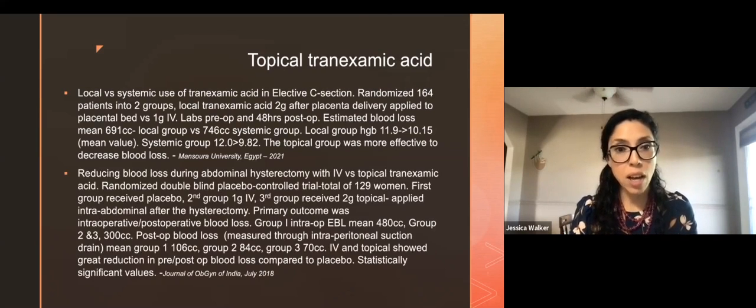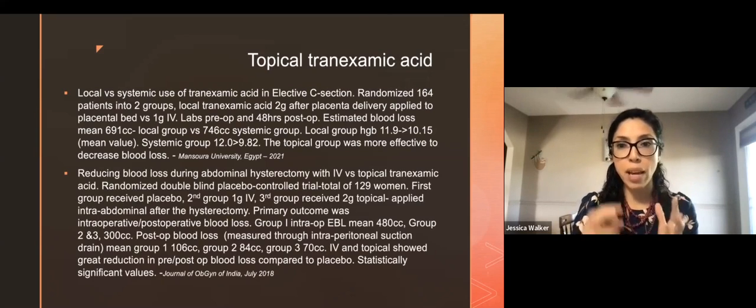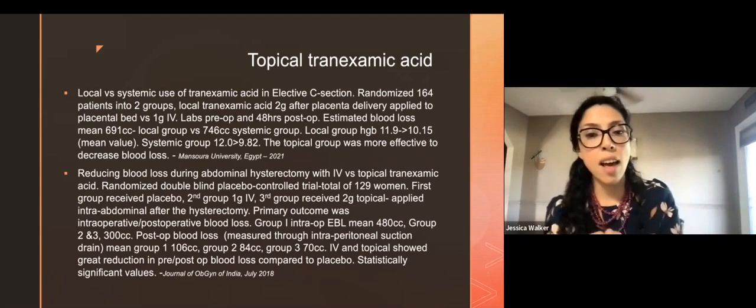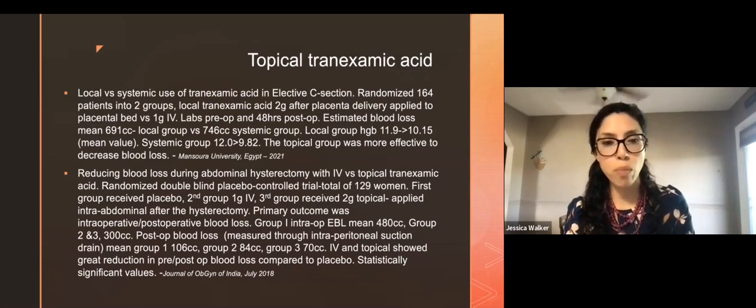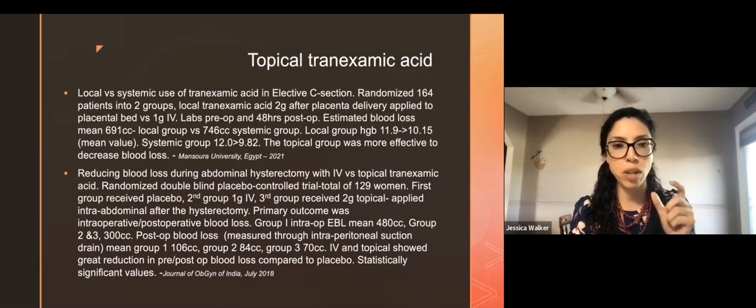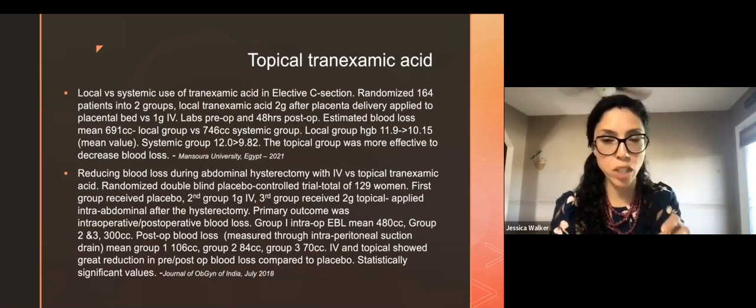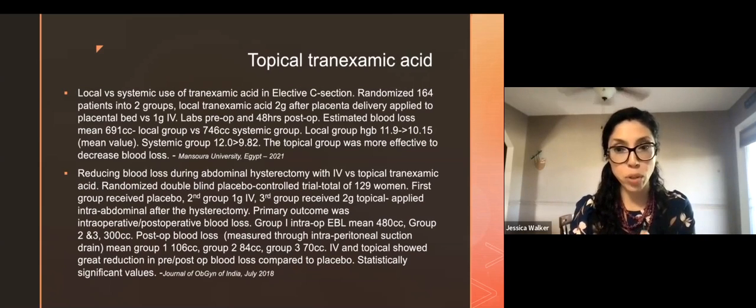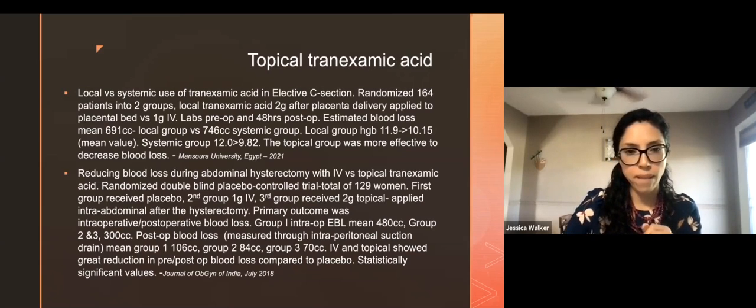And they also did a study for abdominal hysterectomies, comparing the IV and the topical forms. And again, it was showing that the EBL with the topical form was much less intraoperatively and post-op as well. Post-op, they measured the amount of blood in a drain. So they put a drain abdominally, and they measured how much blood was drained post-operatively, and that's what they included in their research.